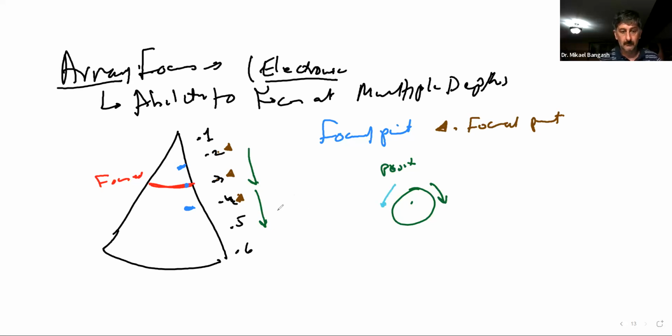just turn it anti-clockwise. So what we are doing by pushing on a button and twisting it clockwise or anti-clockwise is conveying a message to the electronics of the system: change your behavior a little bit because we want you to focus at this depth, this depth, this depth.